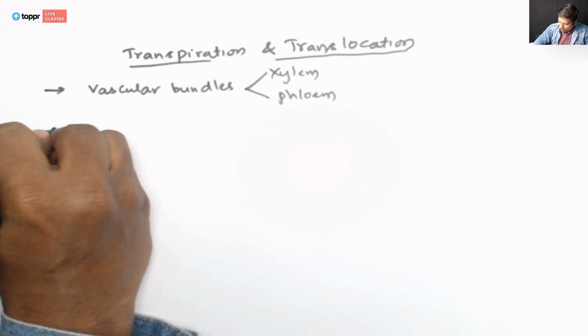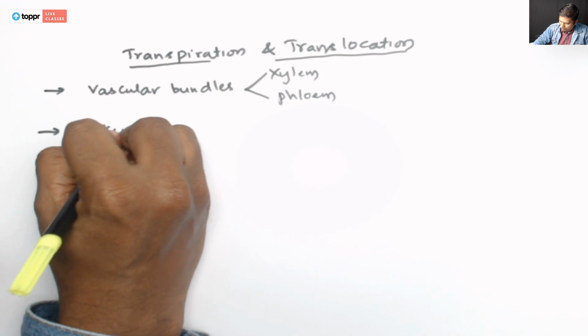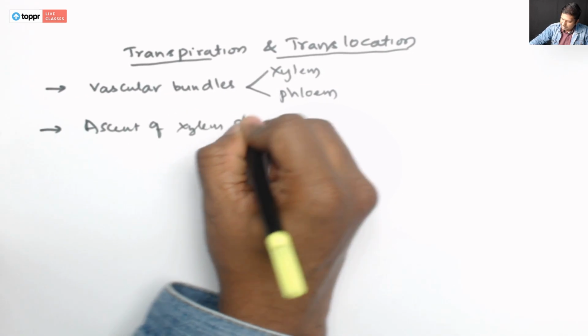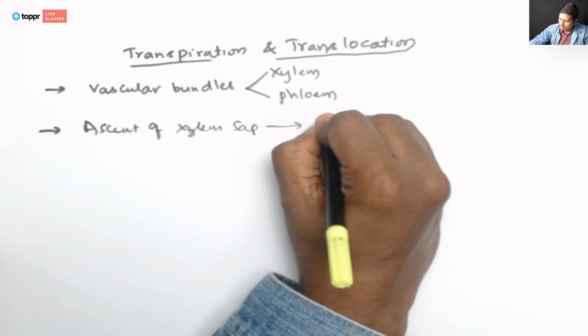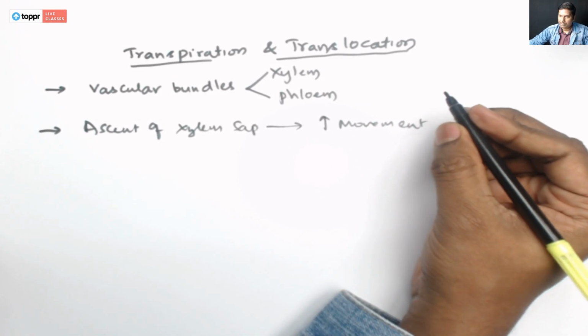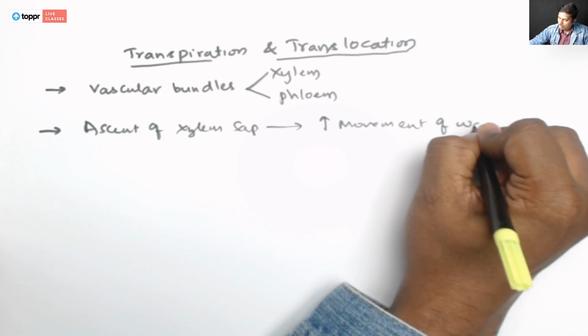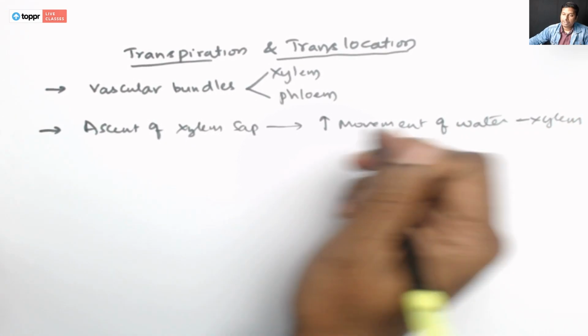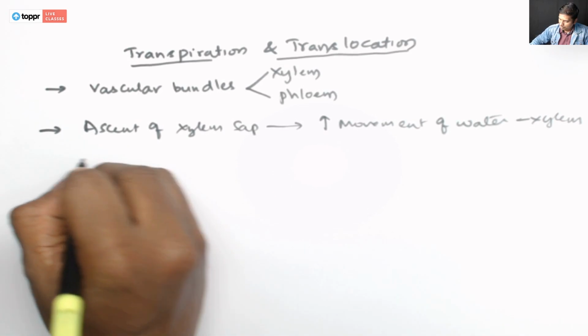Then we'll talk about the ascent of xylem sap, that is the movement of water in the upward direction, okay, against gravity through xylem. Okay, so that's the next topic which we'll discuss.